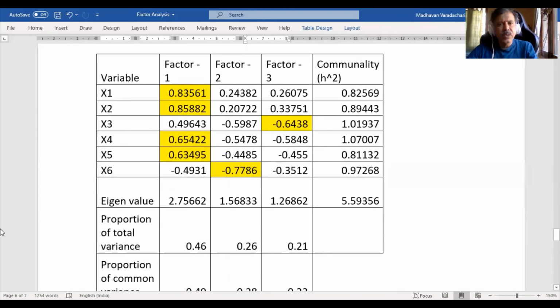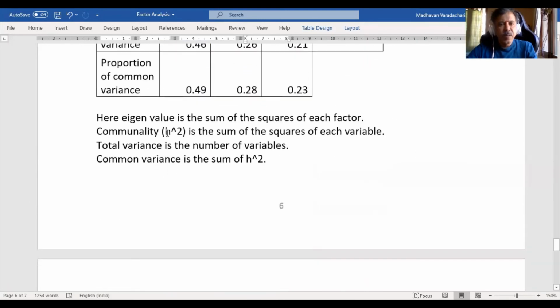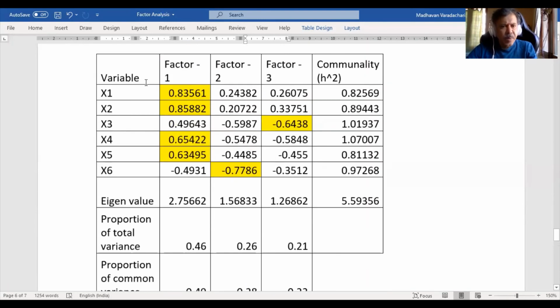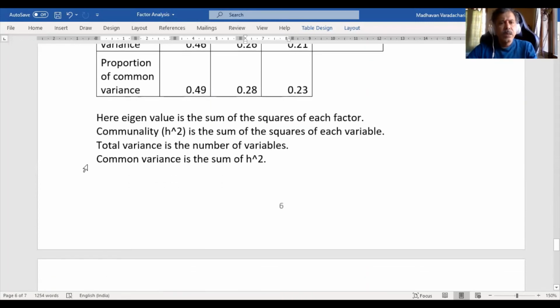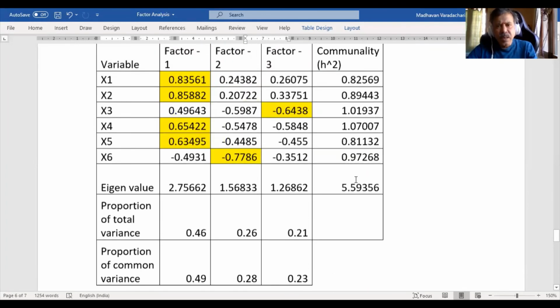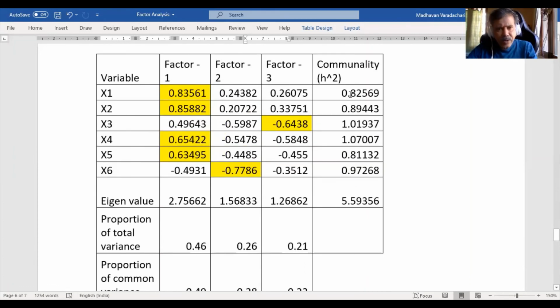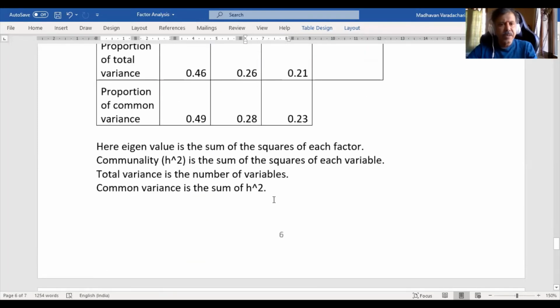And this communality H, which is called H square, is nothing but sum of the squares of each column, means 0.83561 square plus 0.2482382 square plus 0.26075 square. You get this. So communality is the sum of the squares of each variable. So each variable means the sum of the squares of each column. This square plus this square plus this square. Right. Then the total variance, when I say total variance, it is the number of variables. It is 6. Common variance is the sum of this H square. Whatever you got by adding all this communality, that is your common variance. What do you call total variance.